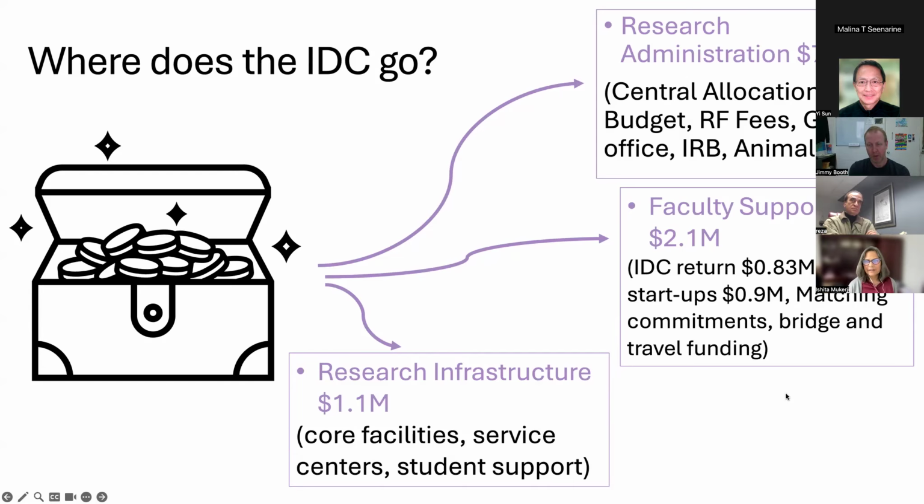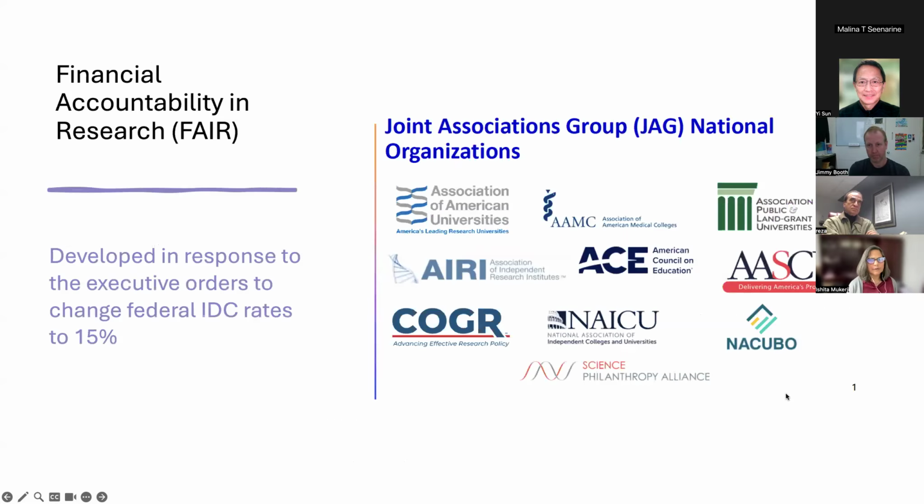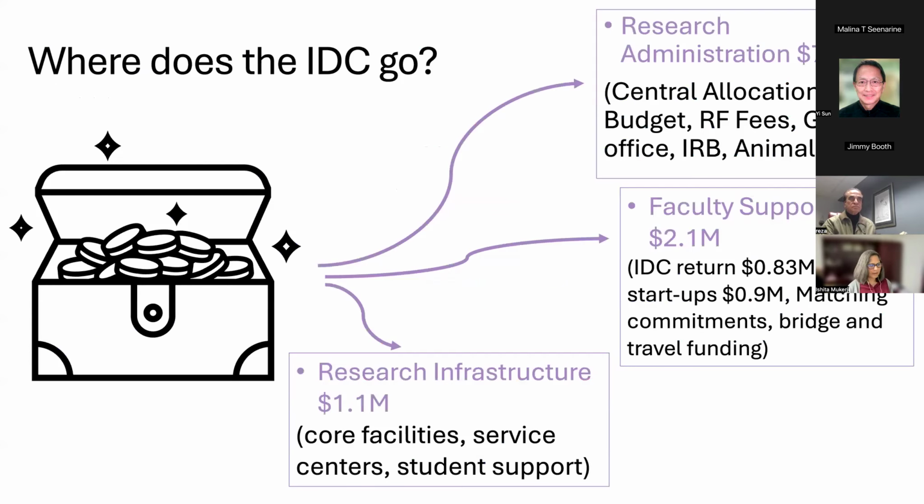All right, so let's move forward. What I wanted to touch upon now was this new model for IDC, which is the Financial Accountability in Research, or FAIR model. This model was developed in response to the executive orders or proclamations about changing the federal IDC rates to 15%.